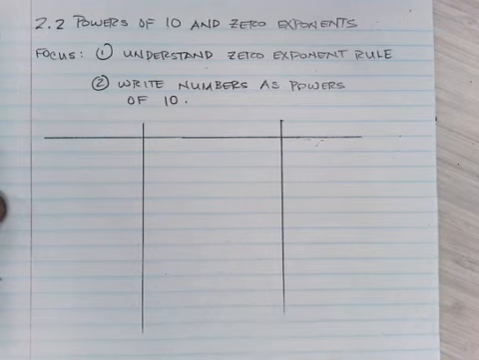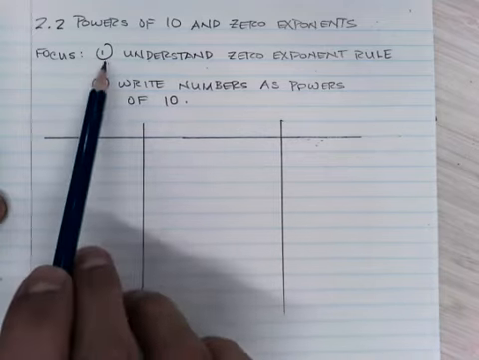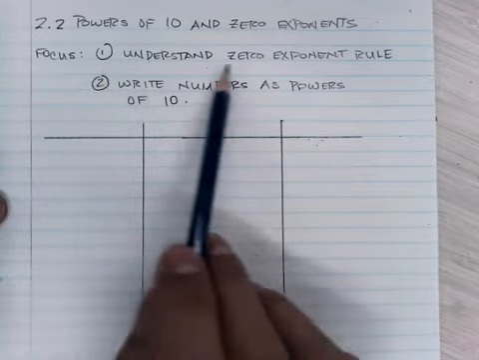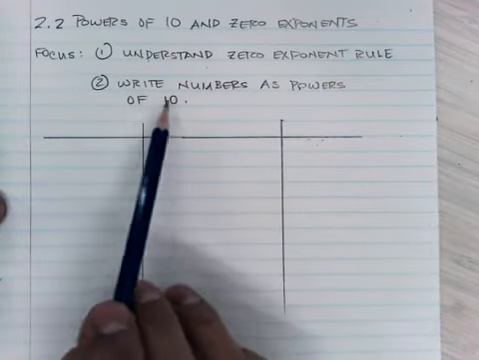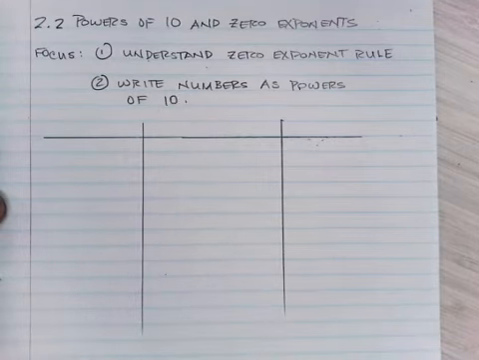Okay, welcome everyone. This is Mr. Datwin's math class, and this is going back to 2.2 powers of 10 and 0 exponent. So the first thing we're going to do this time, we're going to actually get you to understand how the zero exponent rule comes about, and then the second will be writing numbers as powers of 10.